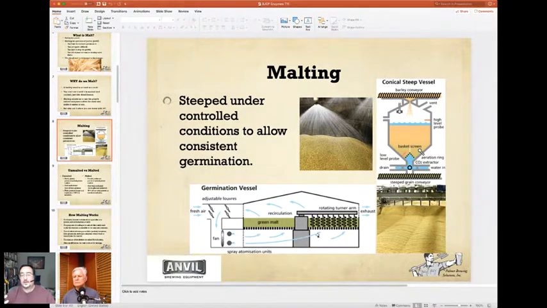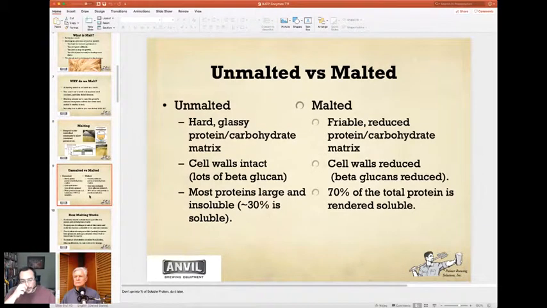Here's a diagram of a malting house. So the first step is that the barley is steeped under controlled conditions to allow it to absorb about 45% by weight of water. And that initiates the germination process. Now for germination, the malt is moved over from the steeping tank to a germination bed, which you see down here. Here's a diagram.